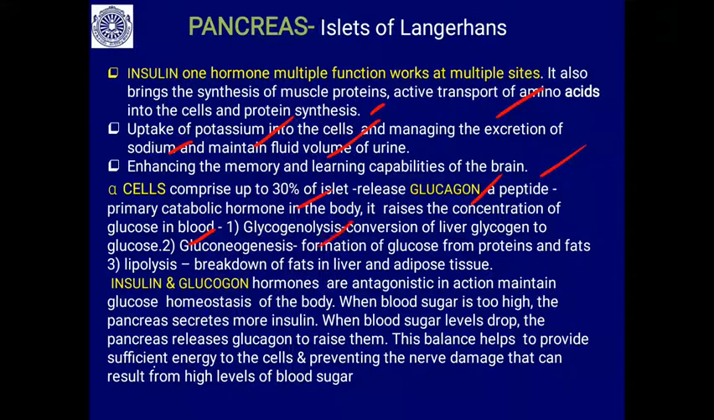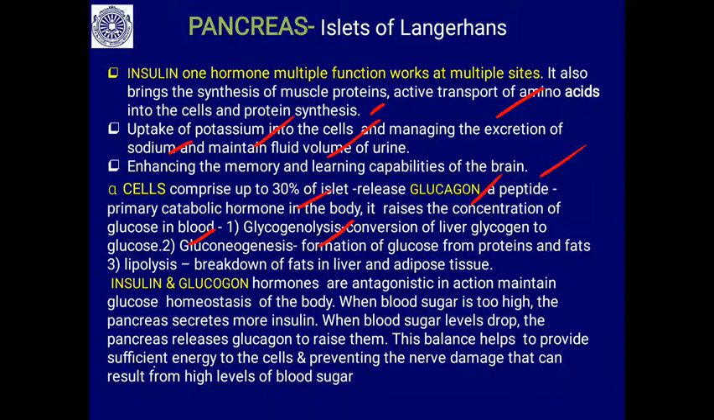Insulin brings glycogenesis, while glucagon brings glycogenolysis, the conversion of liver glycogen to glucose. Gluconeogenesis, the formation of glucose from proteins and fats. Lipolysis, the breakdown of fats in the liver and adipose tissue. So, insulin and glucagon hormones are antagonistic in action and maintain glucose homeostasis, a constant level of glucose in the blood, 90 to 100 mg per 100 ml of blood.